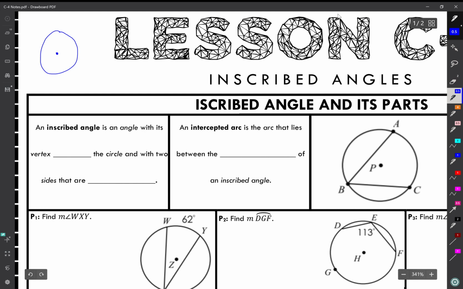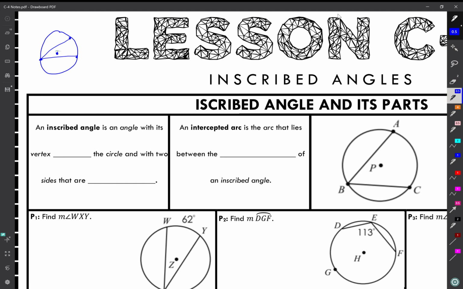A central angle was formed by the vertex of the angle was the center of the circle, and we had an angle such like that. Okay, now we'll talk about an inscribed angle, which looks a little bit different. The vertex isn't at the center, but the vertex will be on the circle somewhere. Okay, a point on the circle.